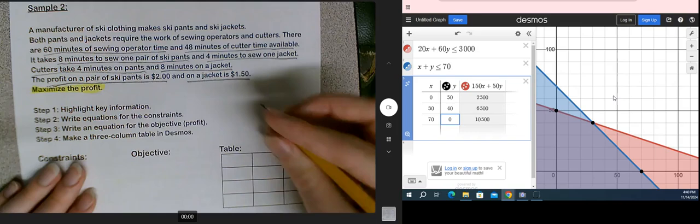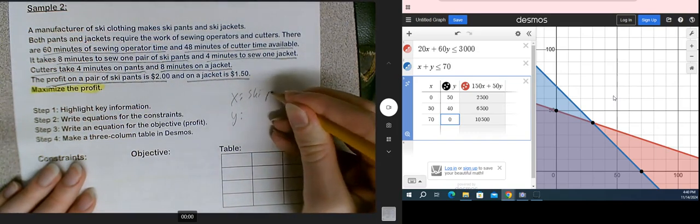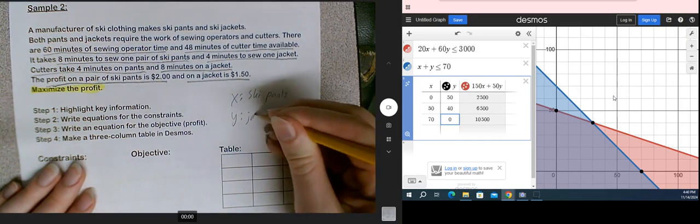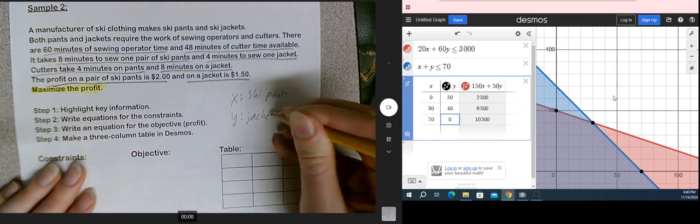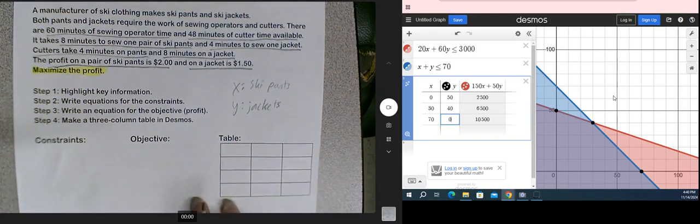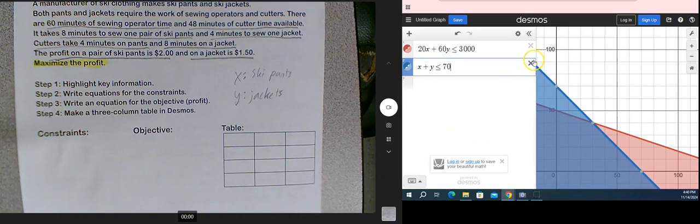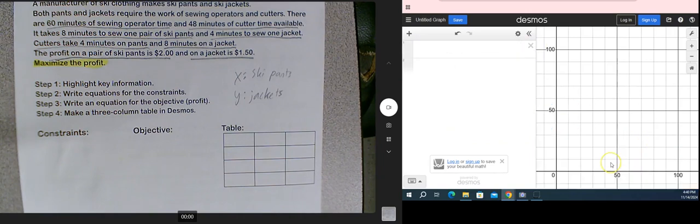The two things that we're selling here are ski pants and jackets. So those are my X and Y. X is going to be the number of ski pants, Y is going to be the number of jackets. So now we have to identify the constraints. The two things that we have a limited amount of, the two things stopping us from producing an infinite amount of ski pants and jackets are the cutting and sewing time available.